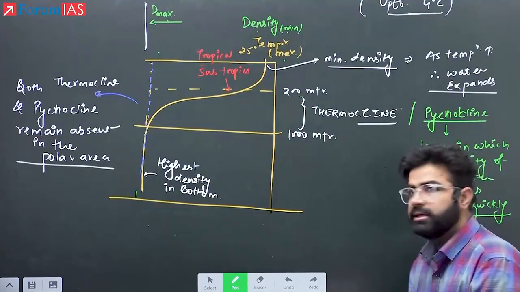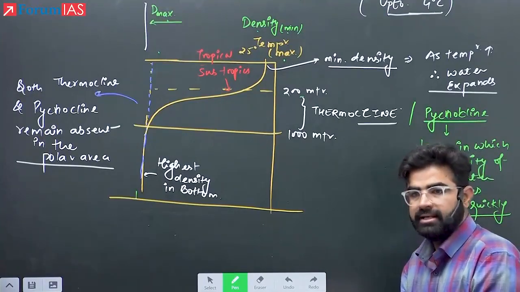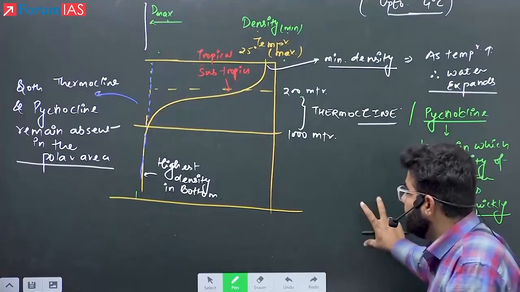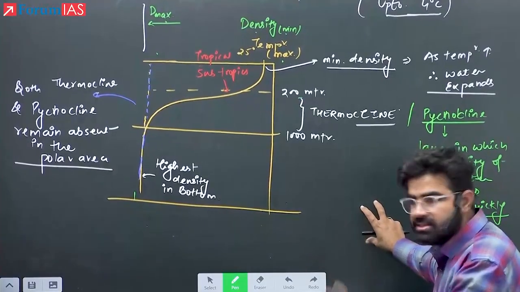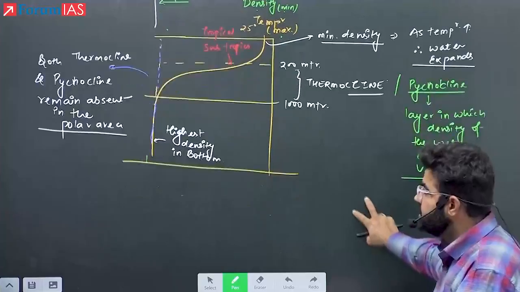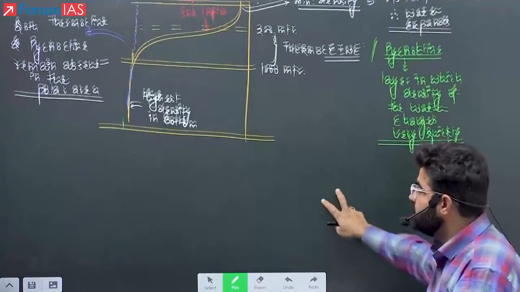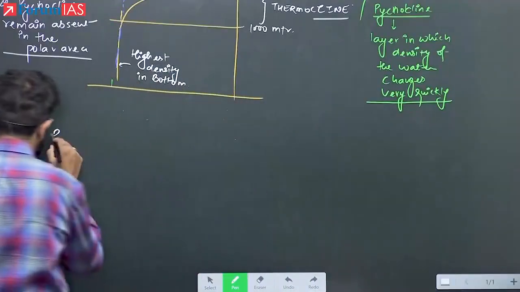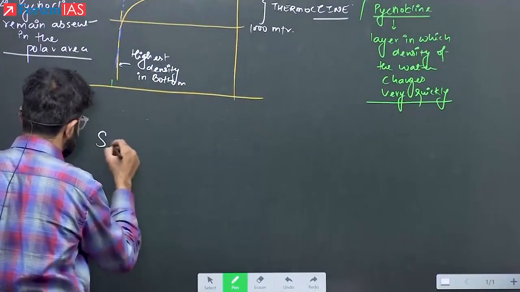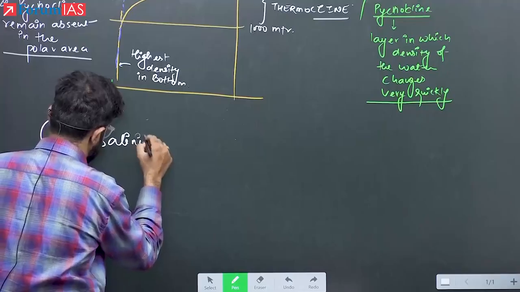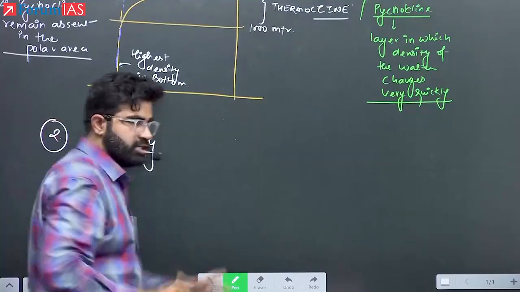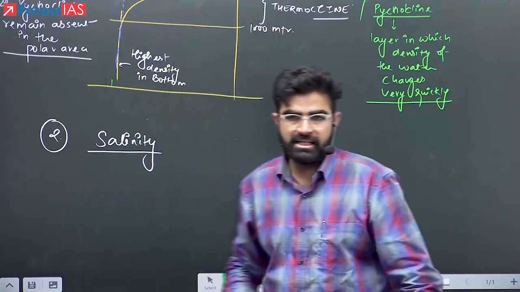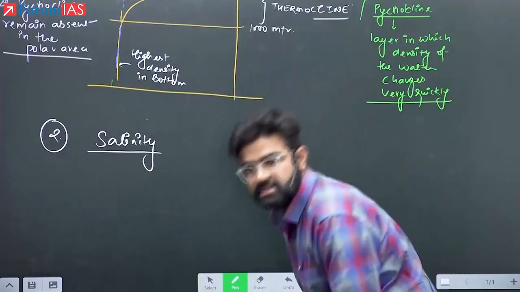So the relation is there between salinity also, salinity and density. So the second factor, are we done up to here? Yes. Second factor, density is controlled by the second factor, and the second factor is salinity. Now tell me, what is the relation between salinity and density? If you have fresh water and I'm adding some salt to that, what will happen to the density of the water?